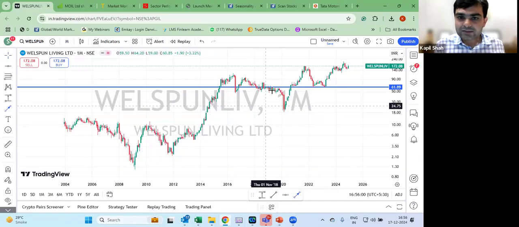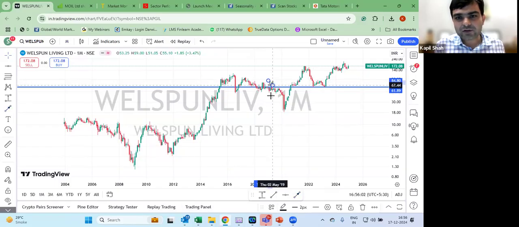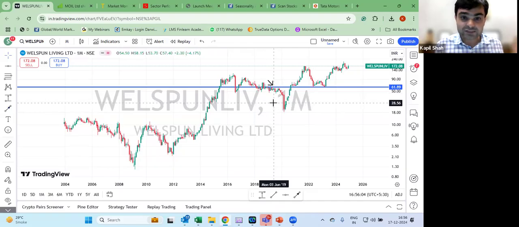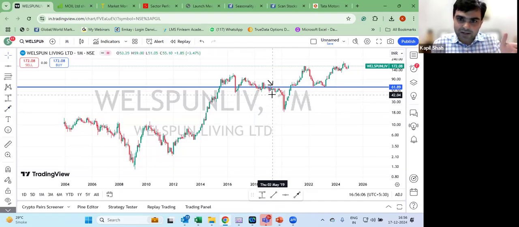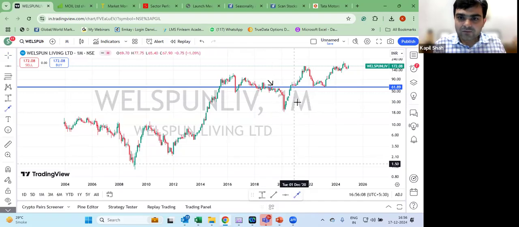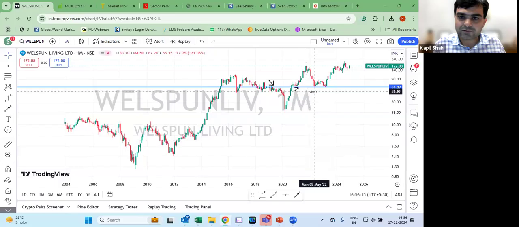Because earlier this level acted as some sort of resistance for a brief time. This is a monthly chart, so the brief time is also quite significant. One time the prices found a reaction over here, then again at the same line, the prices took support over here. One time prices again started to find traction over here. So there is another time.